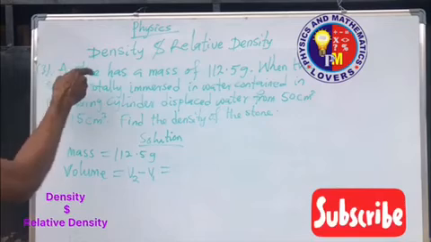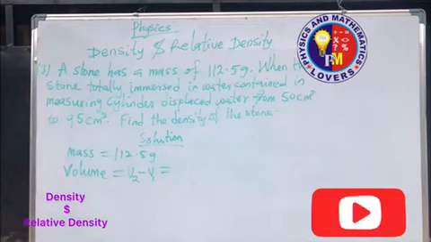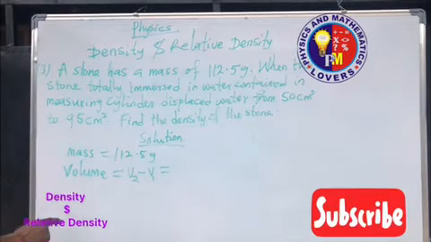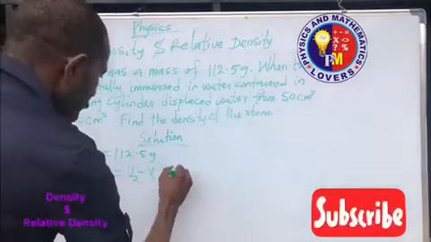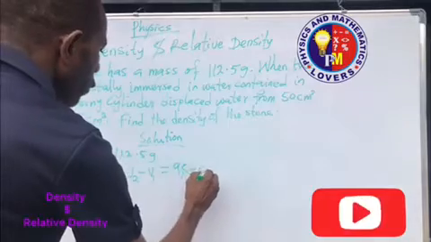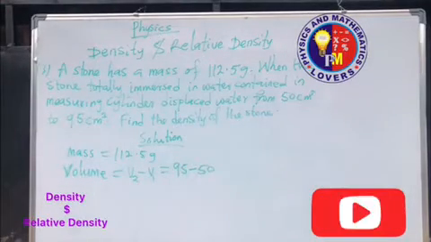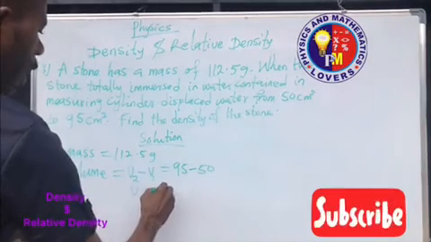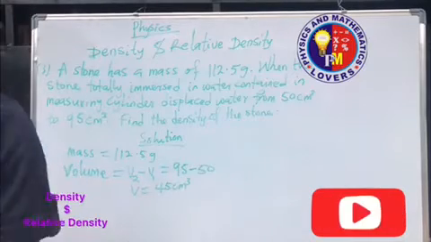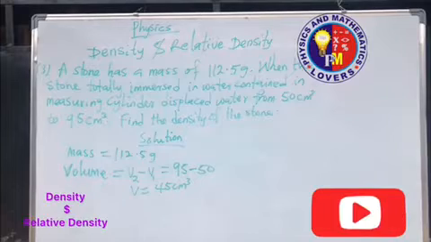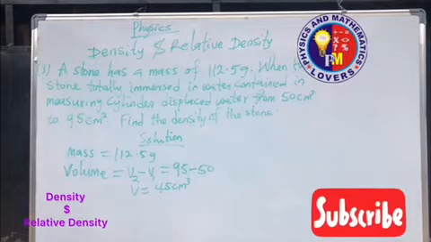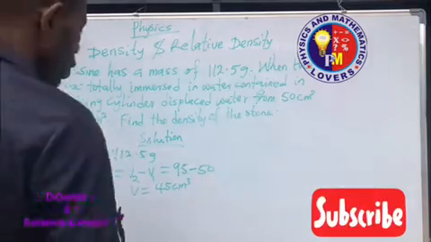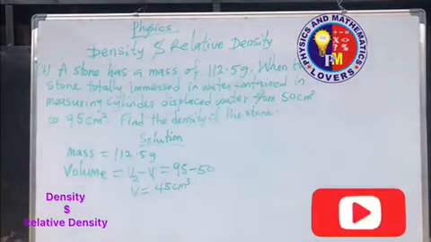So how do we get the volume of that particular solid? It was the solid that was dropped, which is this stone, that caused the rise in the volume. So the volume displaced by the stone will be 95, which is our final volume, minus 50. So 95 minus 50 will give you 45 cm cube. So your V is equal to 45 cm cube. This is the volume of the stone. Now you can easily calculate your density. What is the formula for density? It's mass over volume.